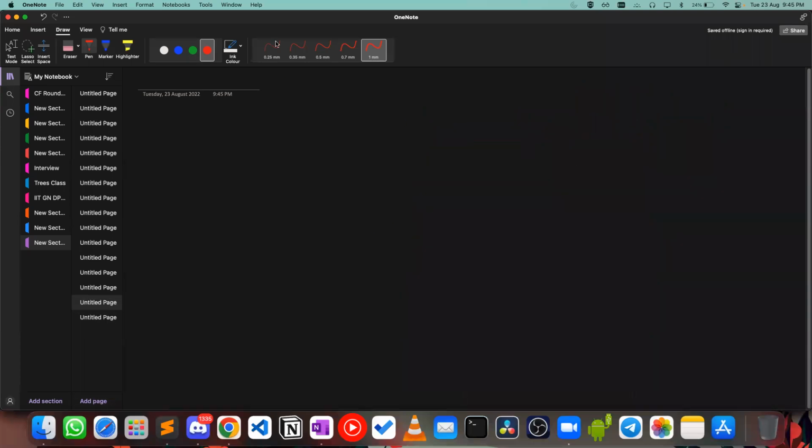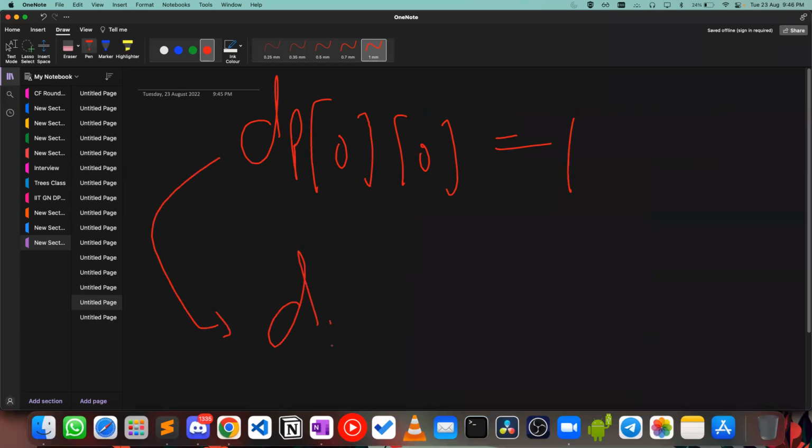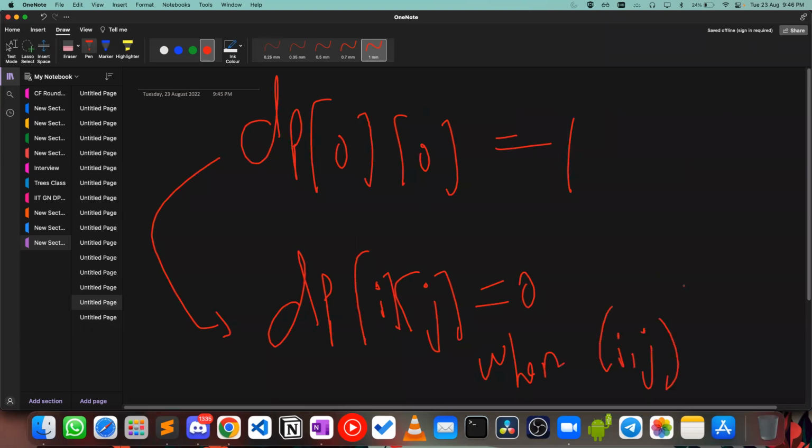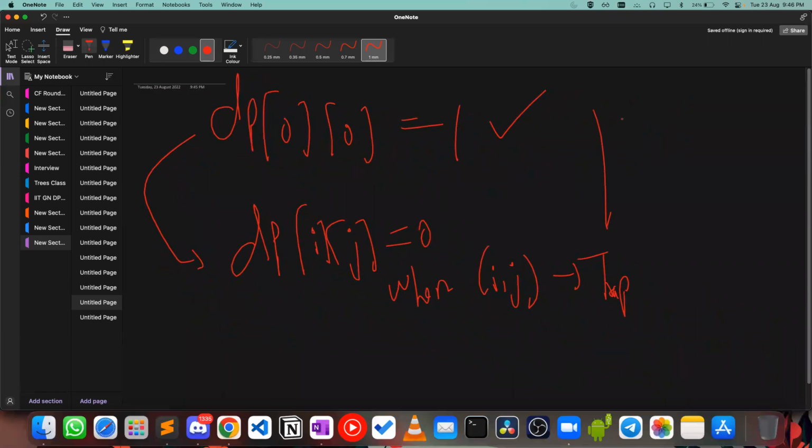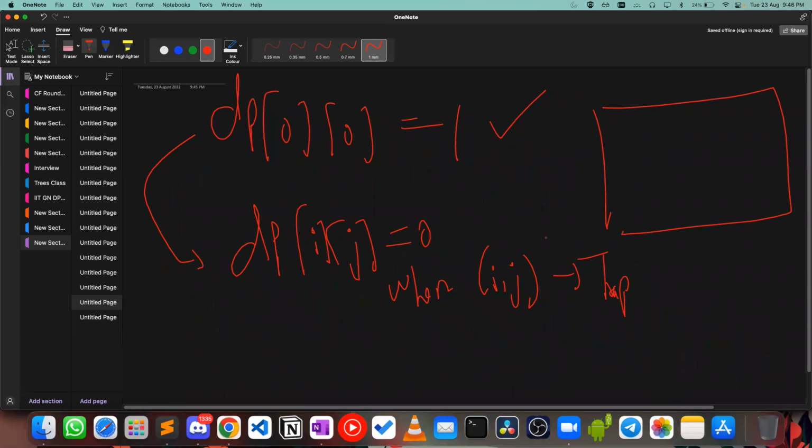No. So what I can do is, first of all, I can say dp of 0 comma 0 is equal to 1, and after this I'm overwriting, okay, I am saying dp of i comma j is equal to 0 when i comma j contains a trap. Understand what I'm saying? First I'm initializing this base case, but after that I'm saying go through the entire grid, and for every cell that has a trap, say dp of i comma j is equal to 0.